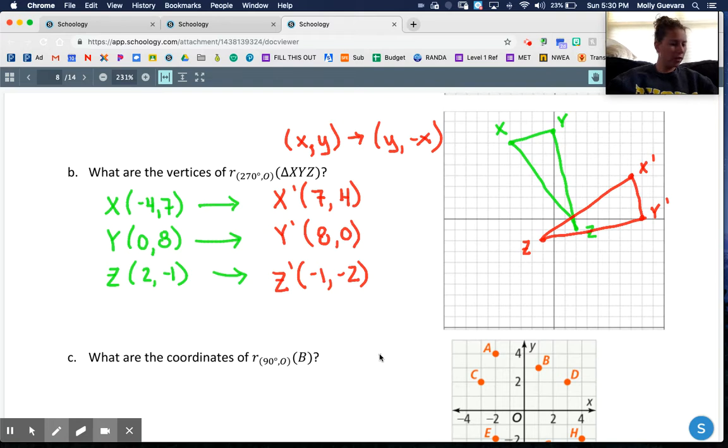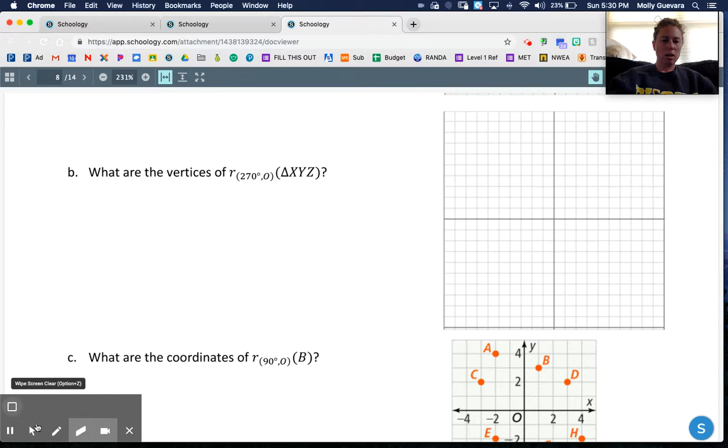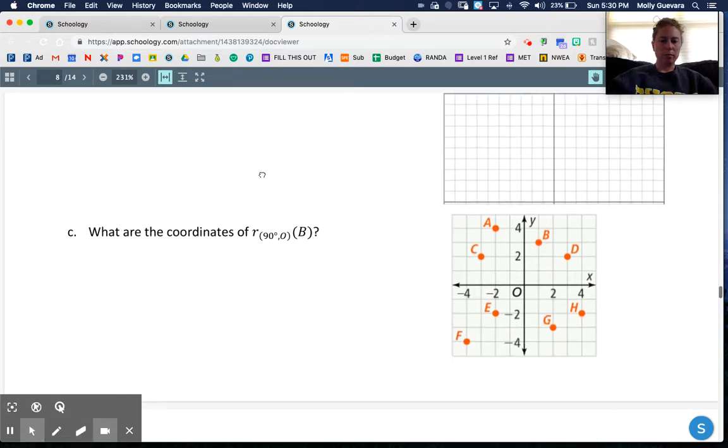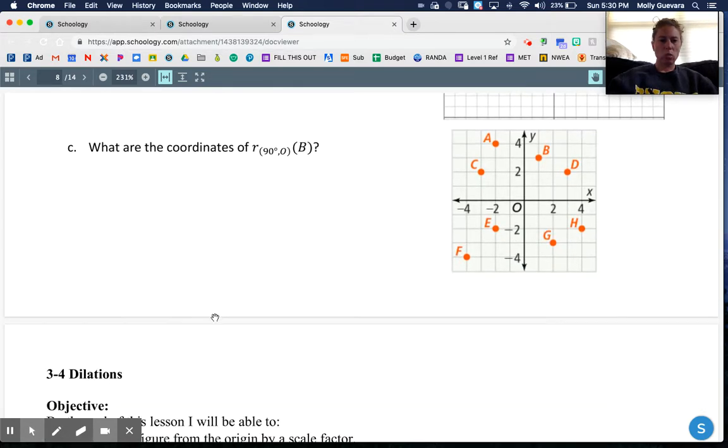Hopefully your work felt good on that. Just knowing the rules is really what it comes down to, and looking back on your notes and making sure that we know the rules, okay? Our last example is, what are the coordinates of a rotation of 90 degrees around the origin of B? So here's B. So B is the point 1, 3.